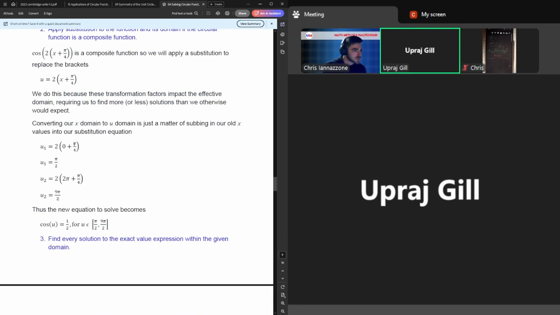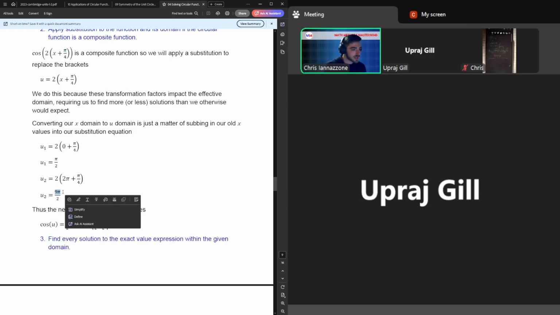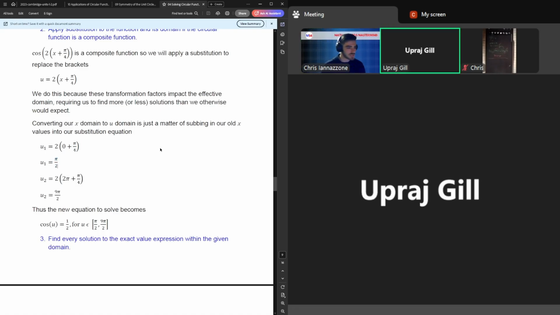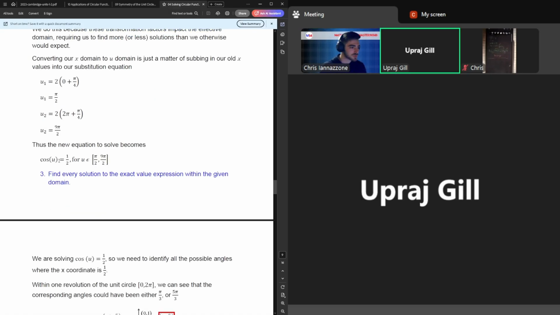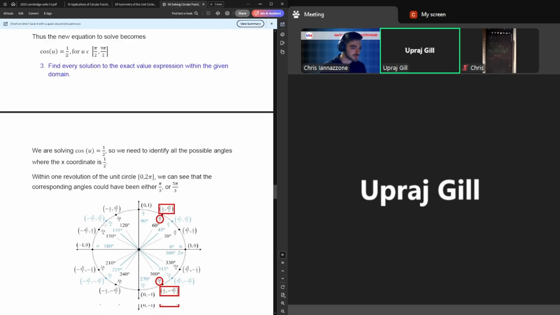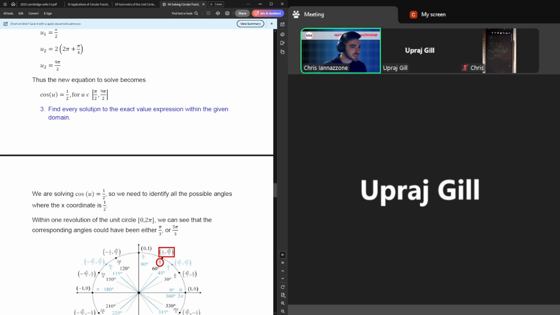And so all that means is, instead of having all this there, you put a u there. Instead of having the original domain, you have these values instead. So that's just how it changes, basically. Then you just go to solve. It's like, okay, where's cos equal to a half? Well, that's going to be these two spots. And then you're plus or minus 2 pi to your heart's content until you extend out of the domain.